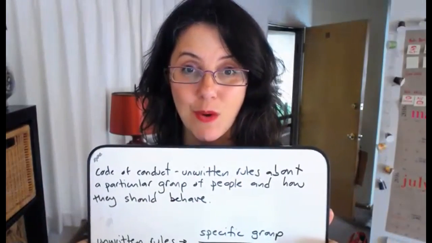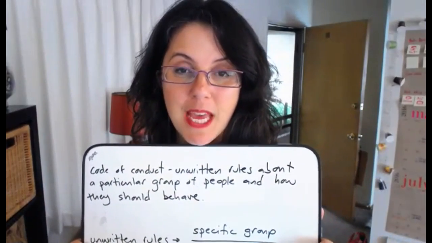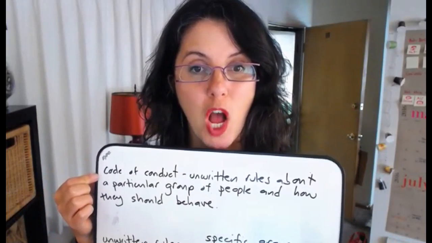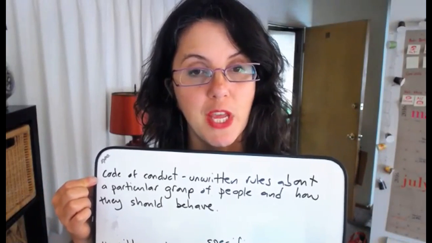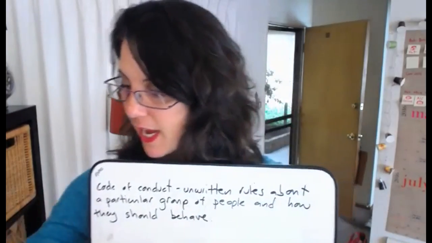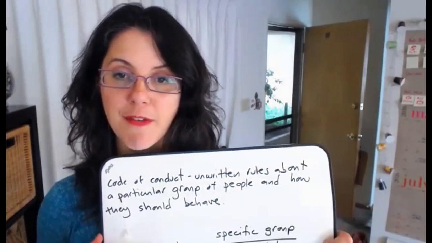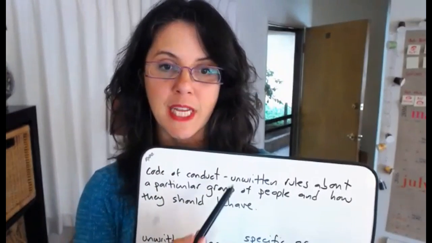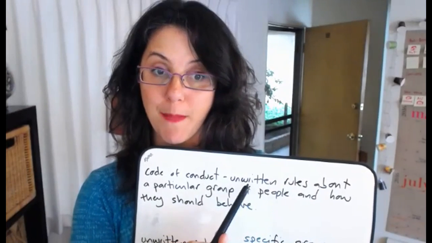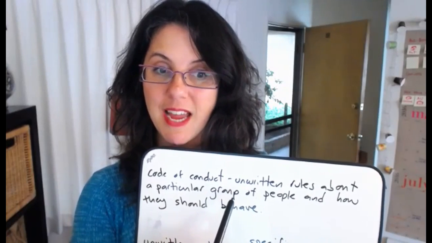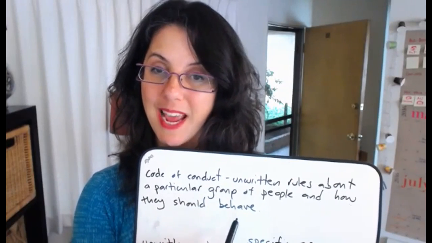Now here is the definition that he was working with, or at least one of them. He had to learn the phrase code of conduct, and he needed to know that those were unwritten rules about a particular group of people and how they should behave. So the first thing I asked him to do is take a look at that and figure out how many different parts there are to this definition. We definitely notice that unwritten rules is one part, and then particular group, that's another part, and then how they should behave is a third part.